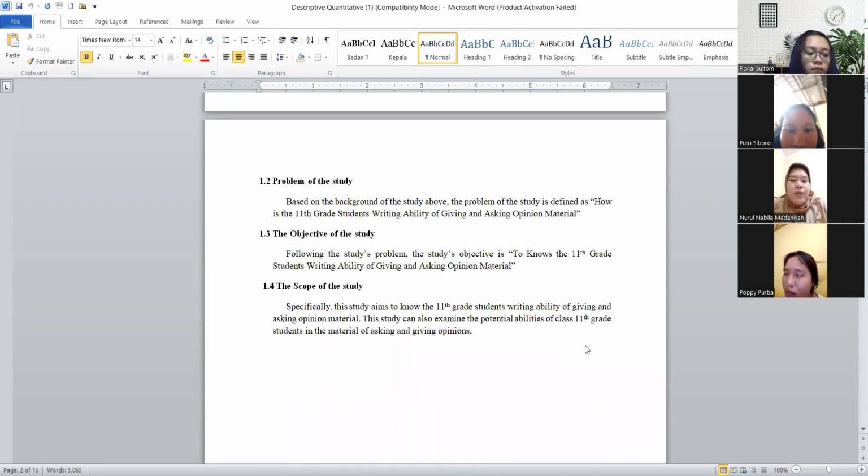Okay, next we move to the problem of the study. Based on the background that I have read before, the problem of the study is defined as: how is the 11th grade students' writing ability of giving and asking opinion material? Next, we move to the objective of the study. Following from the problem of the study, the objective is that we want to know the 11th grade students' writing ability of giving and asking opinion material.